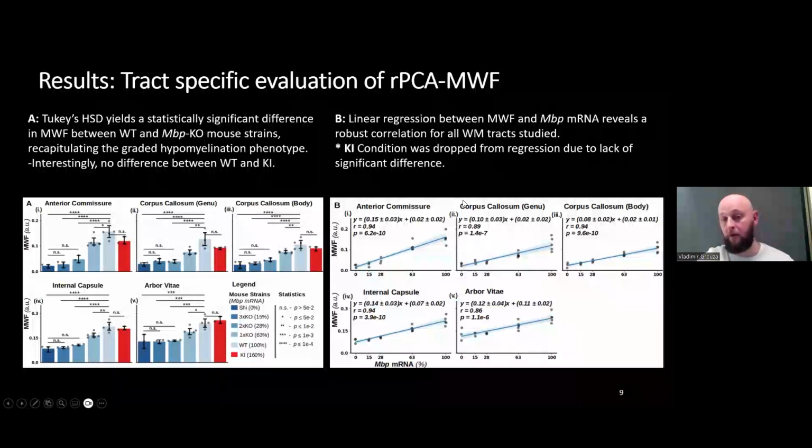But more interestingly than this ANOVA on the left-hand side, if we drop the knock-in and plot our MWF values versus MBP mRNA on the x-axis, we get these really nice regression plots where we can see that our computed myelin water fraction is quite a robust linear function of MBP mRNA. Not myelin basic protein, but rather the mRNA, suggesting that from transcription to translation to myelin elaboration to our myelin water fraction sensing method, MWF is closely related to this parameter that we can control, which is quite a neat result, I think.